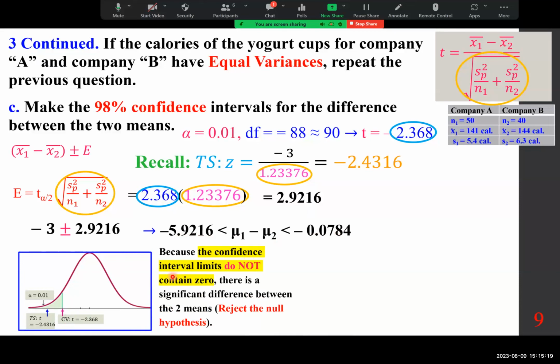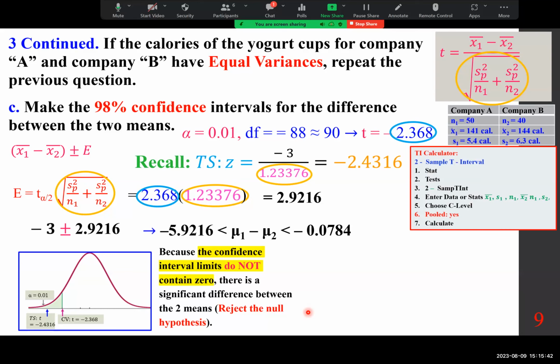Because the confidence interval limits do not contain 0, there is a significant difference between the two means. Reject the null hypothesis. Remember, the null hypothesis is the one that has the equality. The alternative hypothesis, H1 or Ha, doesn't. It's either less than, greater than, or not equal.